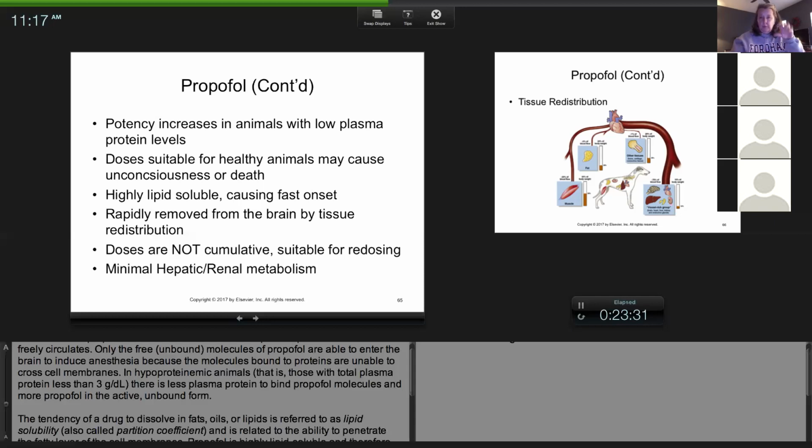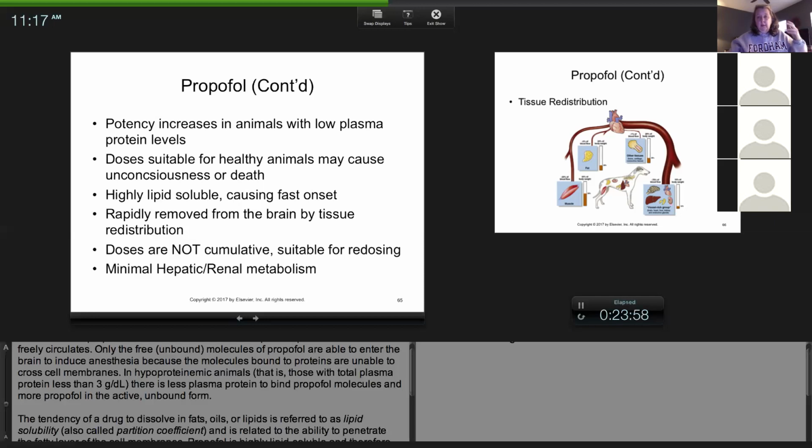Now, I'm going to talk about drugs like ketamine and diazepam and pentothal. All of those drugs accumulate in the tissues. If you keep giving a dog or a cat ketamine doses, the tissues absorb some of that and it accumulates. And the problem is then you can reach overdose levels. The nice thing with this drug, it's suitable for redosing.